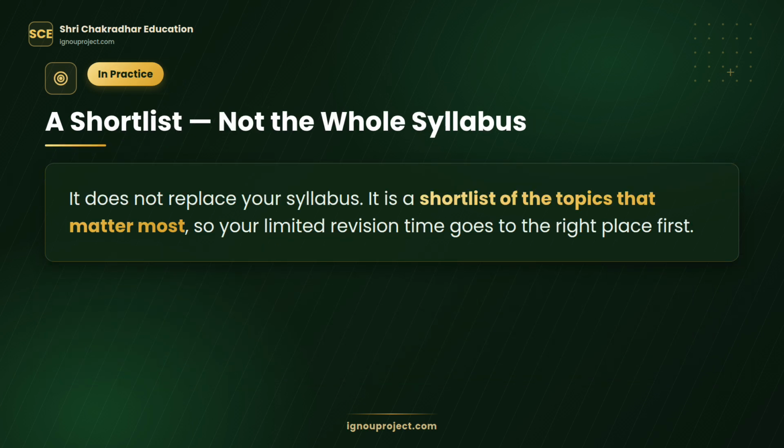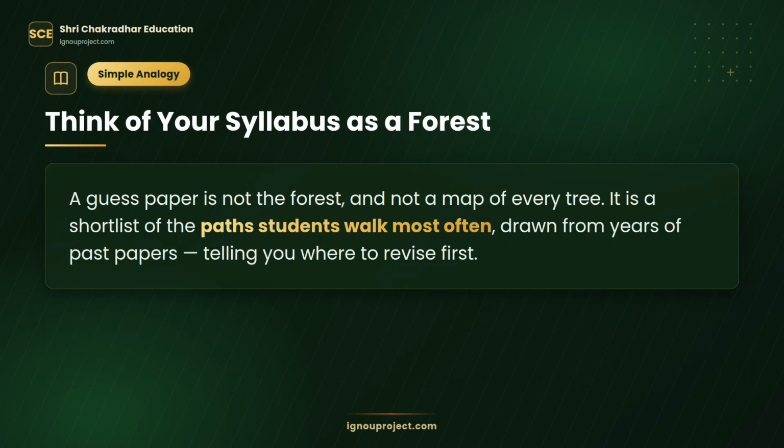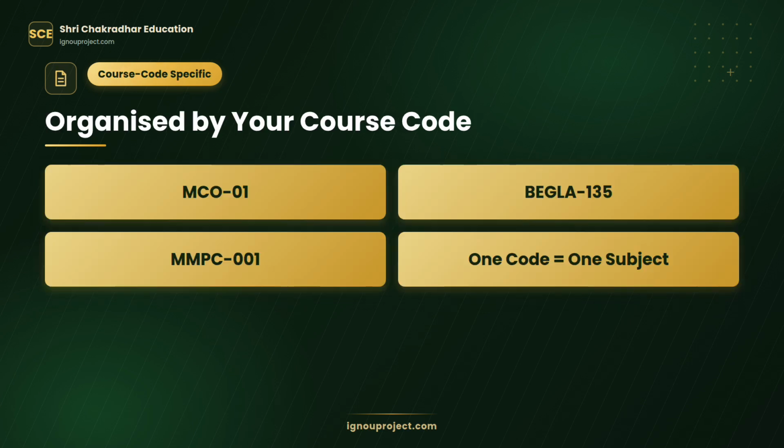So what exactly does that mean in practice? Think of your full syllabus as a large forest. A guest paper is not the forest, and it is not a map of every tree. It is a short list of the paths students walk most often, based on years of past papers. It tells you where to spend your limited revision time first. A guest paper is organized by your course code, for example MCO01, BEGLA135, or MMPC001. Each paper matches one specific subject, its syllabus, and its exam pattern.